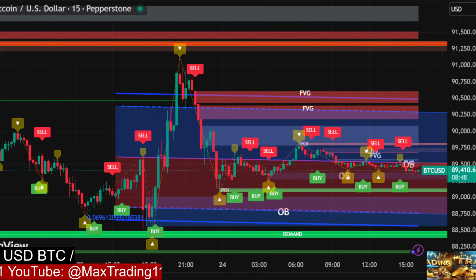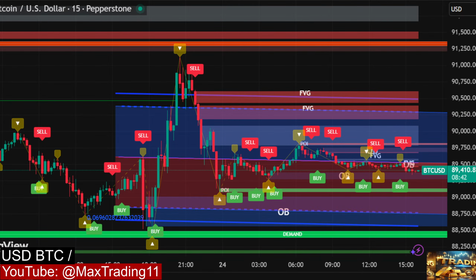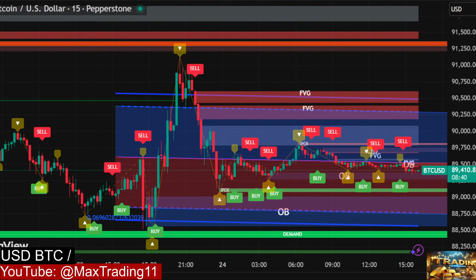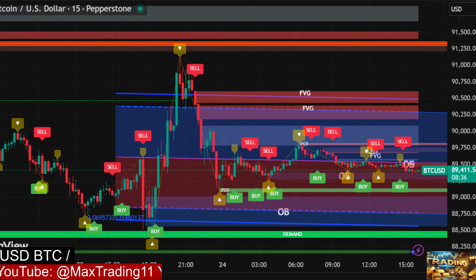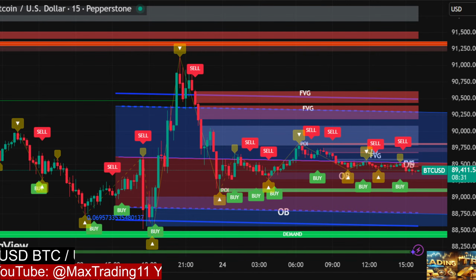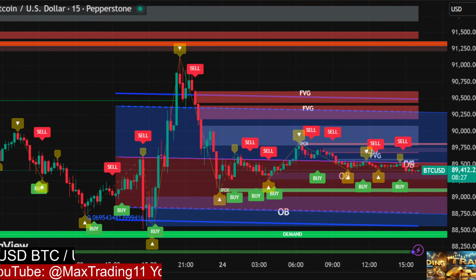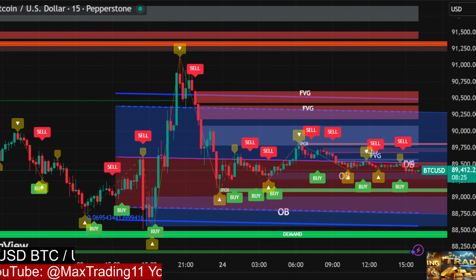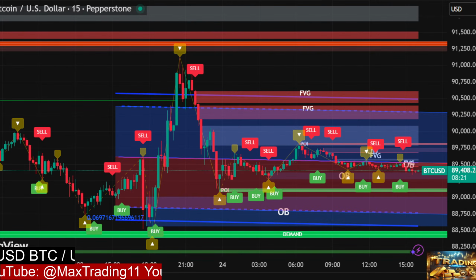Always start with the higher time frames, weekly, daily, 4H, 1H. Identify the major trend. Is the market forming higher highs and higher lows, bullish, or lower highs and lower lows, bearish? Never trade against the structure unless you have a confirmed reversal signal. 2. Support and resistance. Mark your zones. These are areas of reaction, not precise lines.